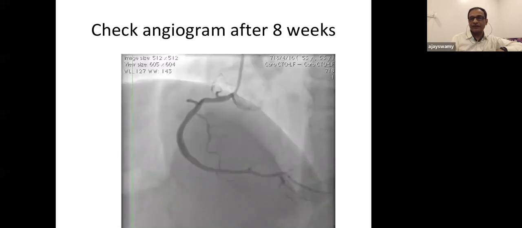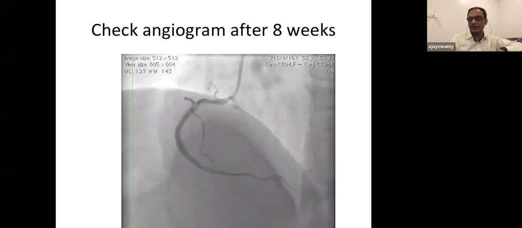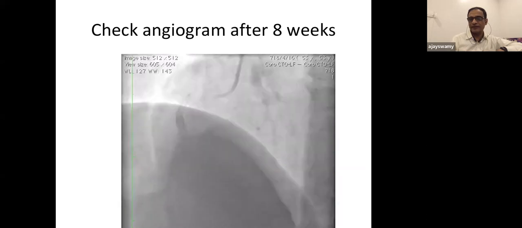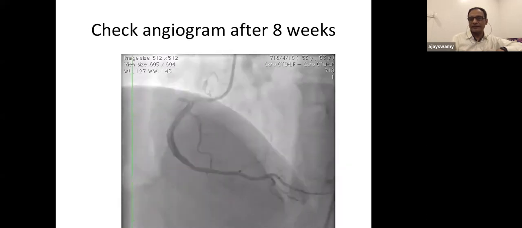We brought the patient back to the table after 8 weeks and then did another angiogram, and this is what we found. It looks perfectly all right. And we left it alone after that.